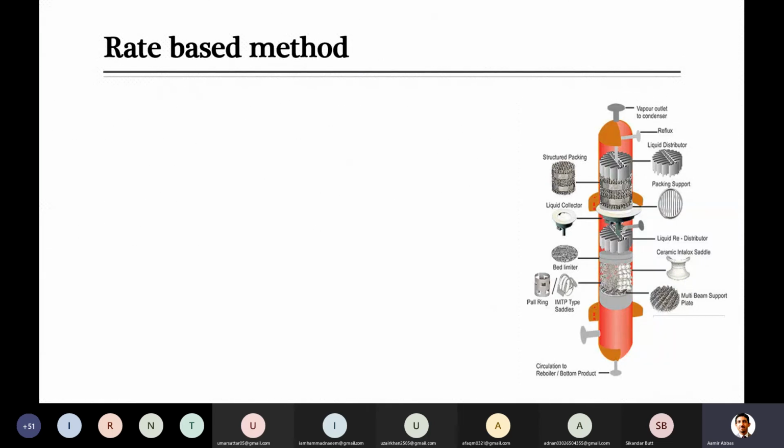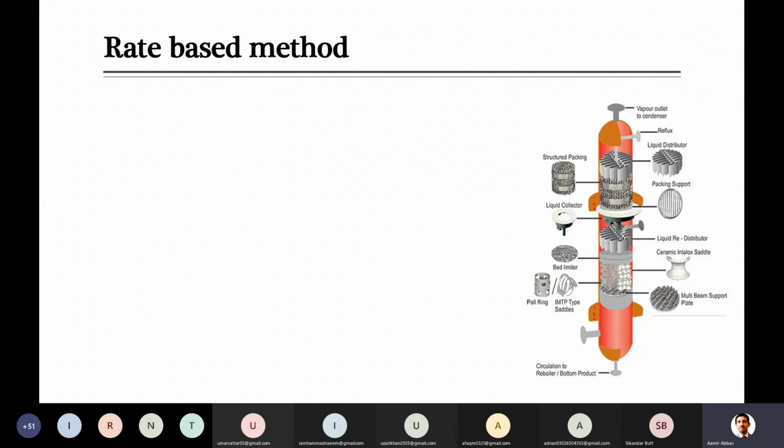But for those applications where liquid hold up is necessary, especially in the case of reaction systems, to bring vapor and liquid in contact for more time, tray towers are preferred, because on the surface of the tray the liquid is held for some time, so vapor can get in contact in a better way, and reaction can take place easily.